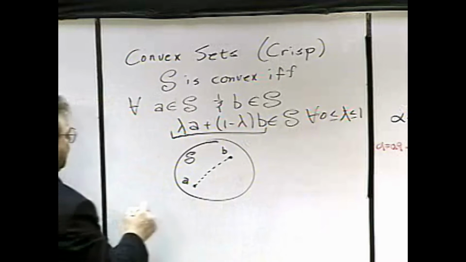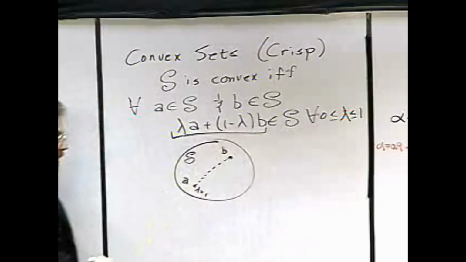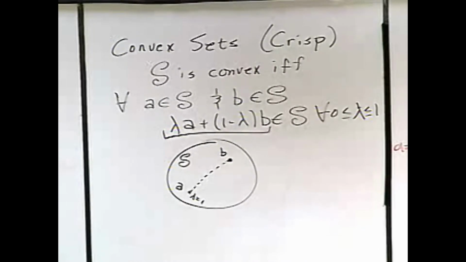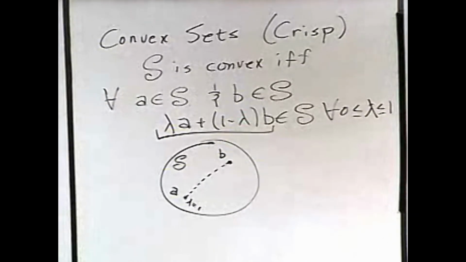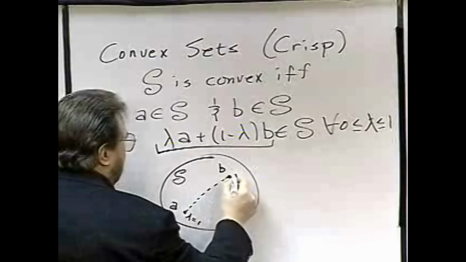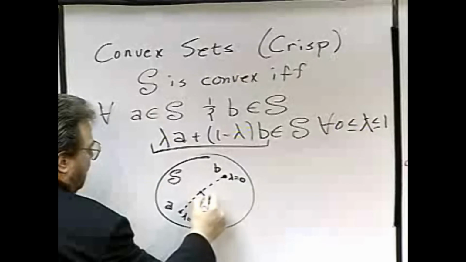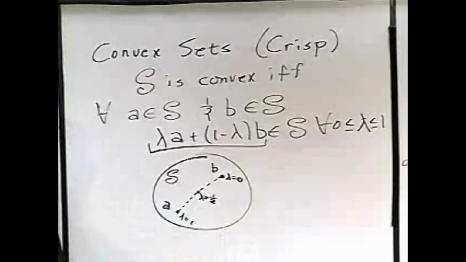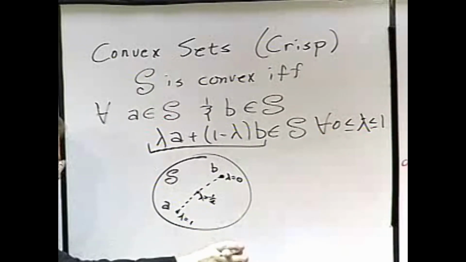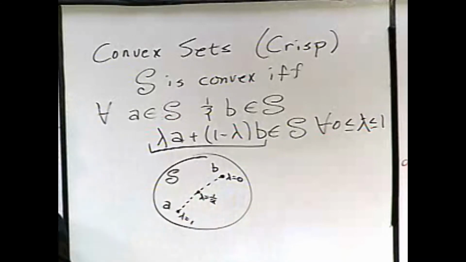In fact, you will notice that this is lambda equal to 1 down here. If you put lambda equal to 1, you get A. If you put lambda equal to 0, you get B. If you put lambda equal to half, you get the midpoint. So you can see the dial: as you move lambda from 0 to 1, you just move along the point in the path from B all the way to A. So that's what the interpretation means.